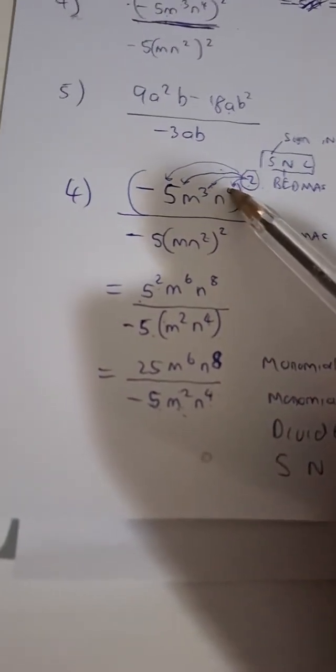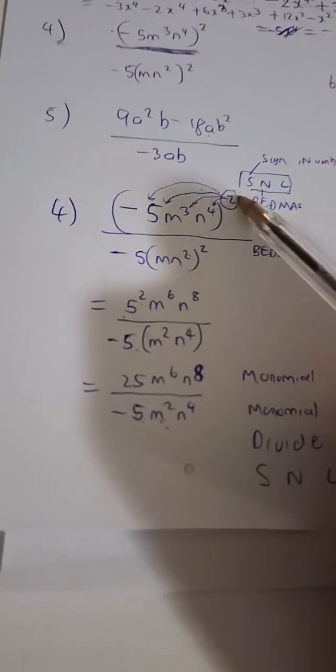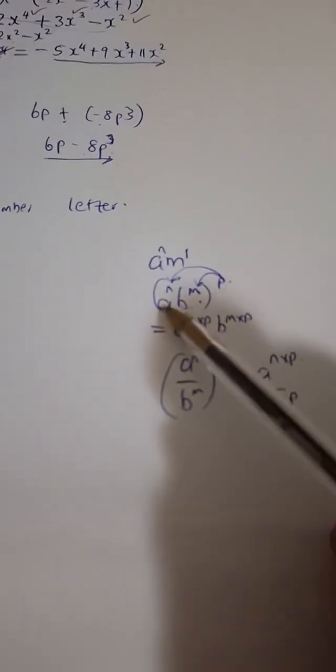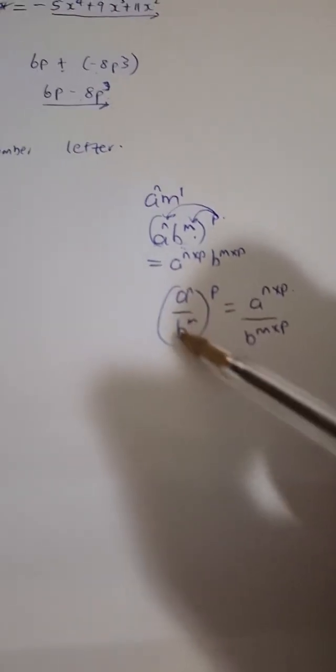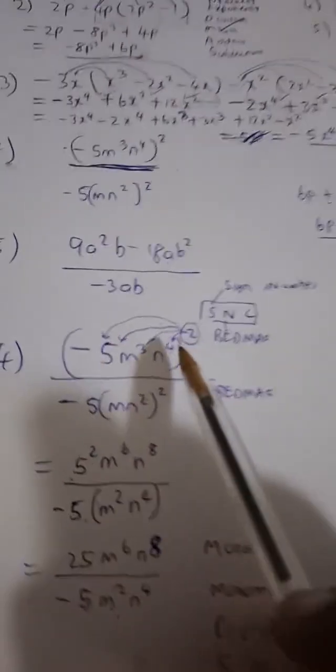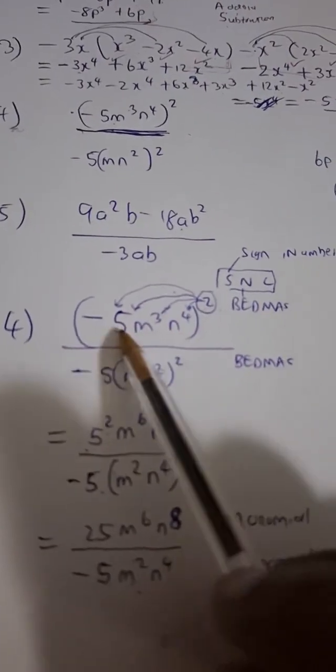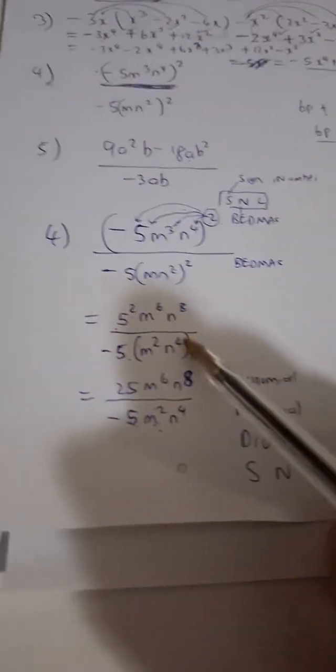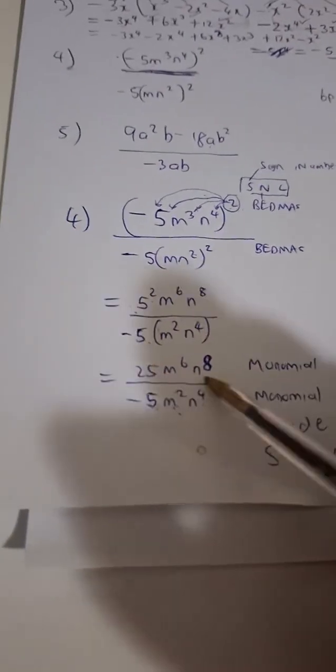This distributing of the exponent only applies for multiplication of bases and division of bases. It does not apply for addition and subtraction of bases. It only applies for multiplication and division of bases. That's when you can distribute the exponent by multiplication. So now we are here at this stage.